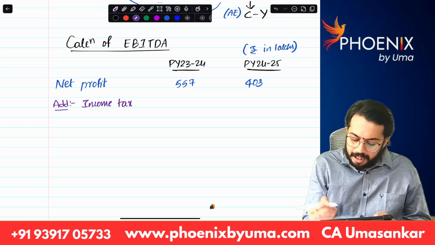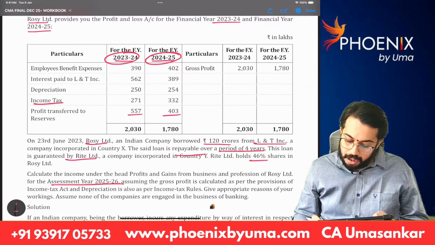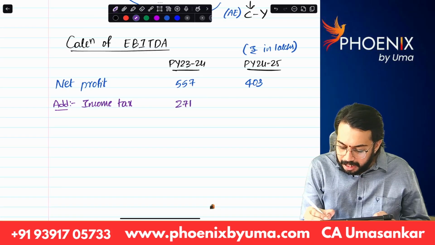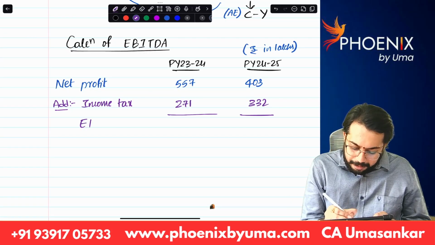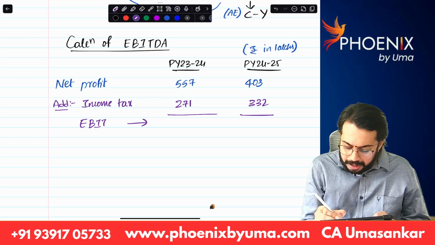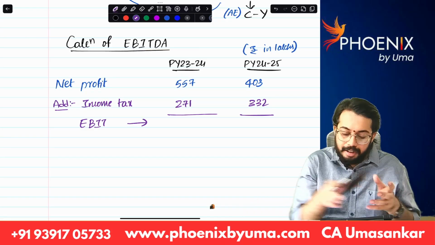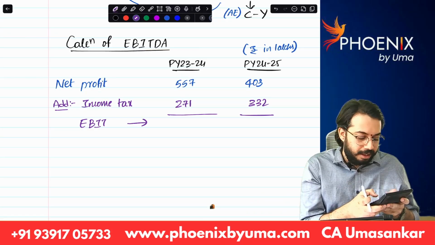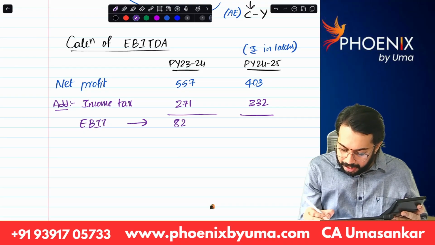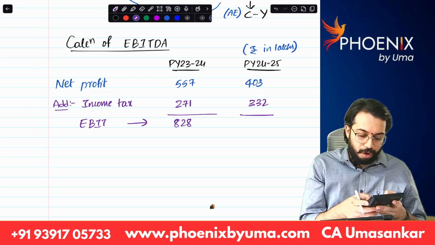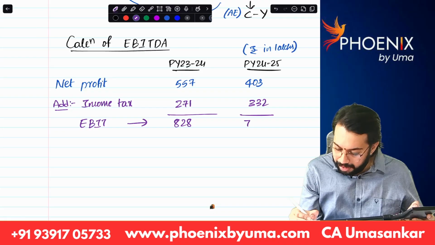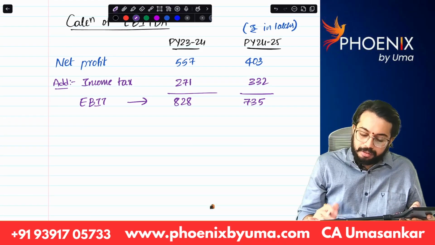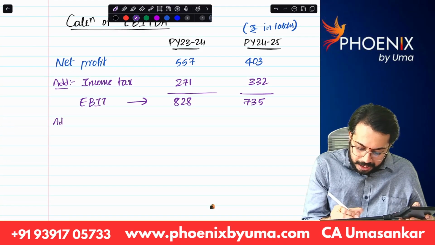How much is income tax? 271 lakhs, 332 lakhs. Thereby we will get earnings before income tax. Correct? How much is earnings before income tax? 557 plus 271, 828. 403 plus 332, 735. Now we will add depreciation.